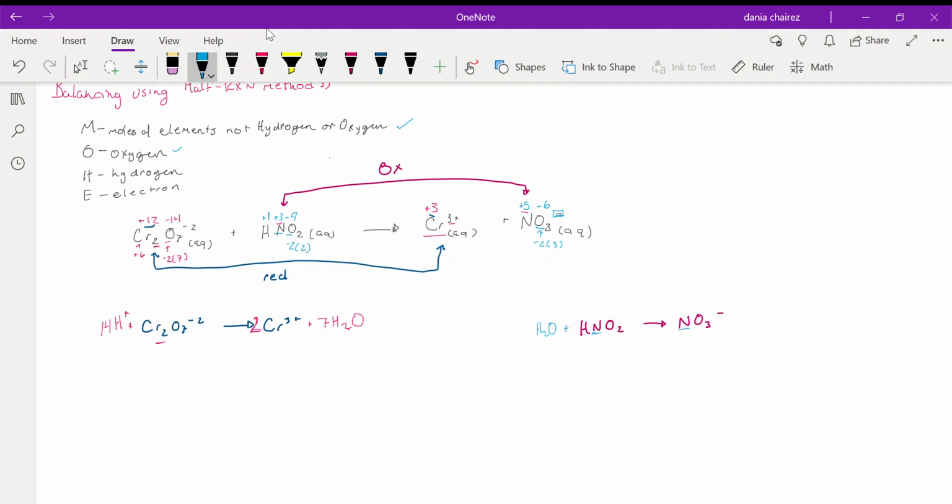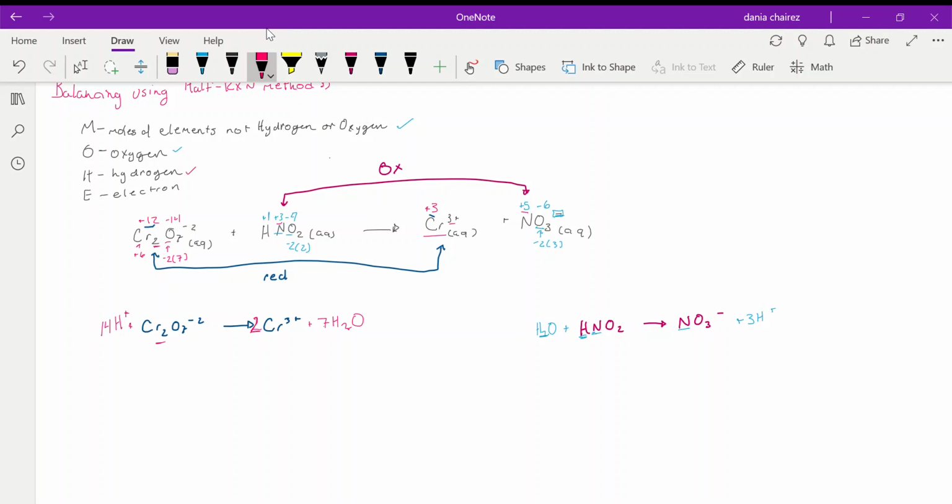And now for this one, we have 3 hydrogens on the reactant side and none on the products. So we add 3 H pluses, and we get the 3 H's from the 2 from the water and the 1 from the nitrous acid. So then that's it for hydrogens.